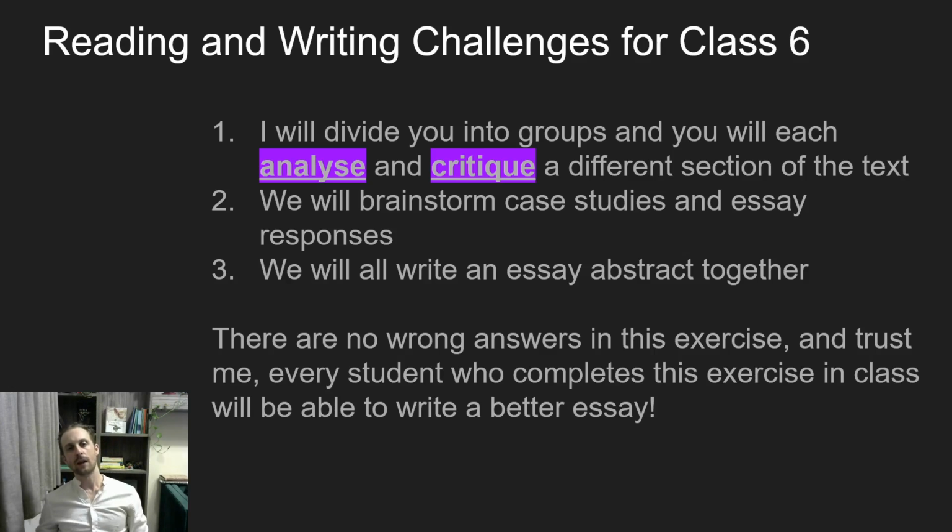Okay, so what we're going to do in class is I'm going to divide you randomly into groups, and you're all going to analyze and critique a different section of the text. And then we're going to all share these in a document together. And then after that, we're going to brainstorm some case studies and essay responses. So we'll talk about which essay question you might want to write your essay on and what case studies you might use. And then finally, we're all going to do a writing exercise together.